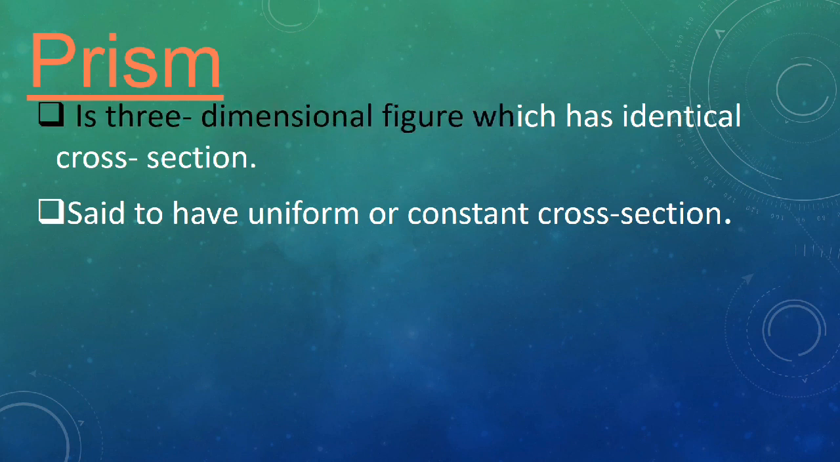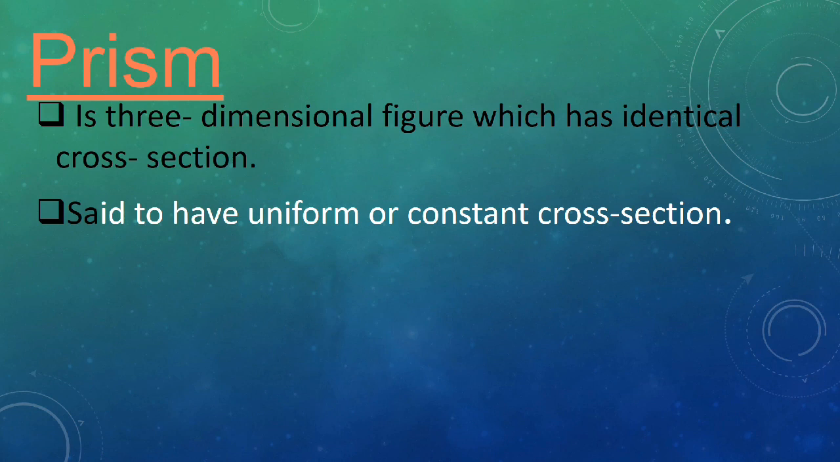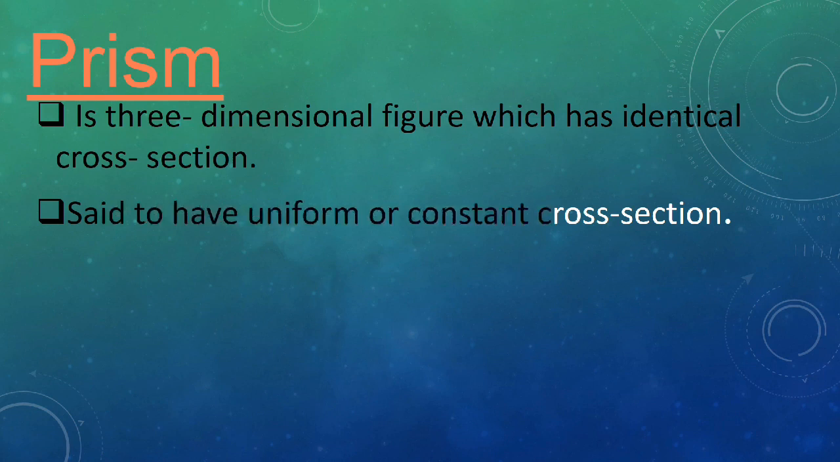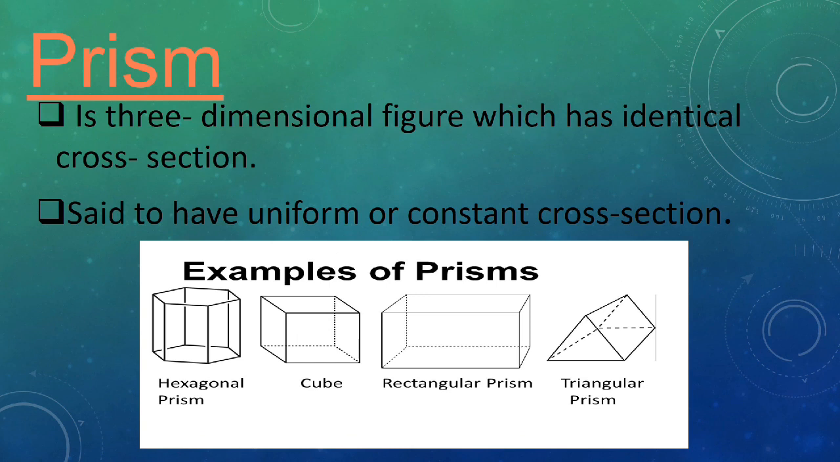a three-dimensional figure which has identical cross section and is said to have uniform or constant cross section. These are examples of prism. We have hexagonal prism, cube, rectangular prism, and triangular prism.